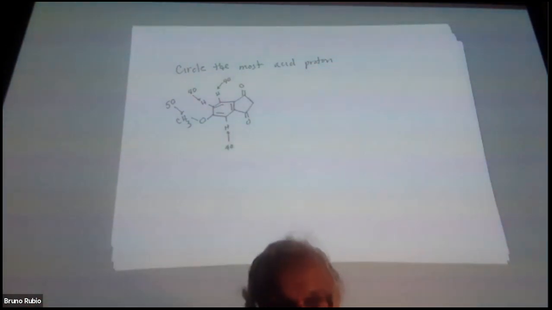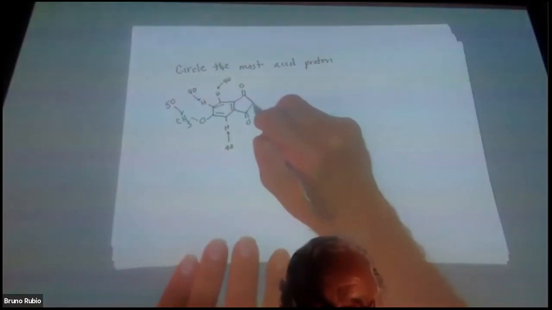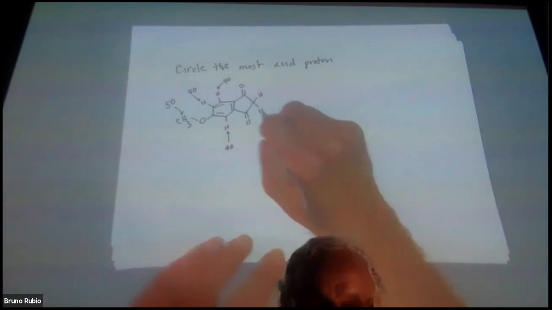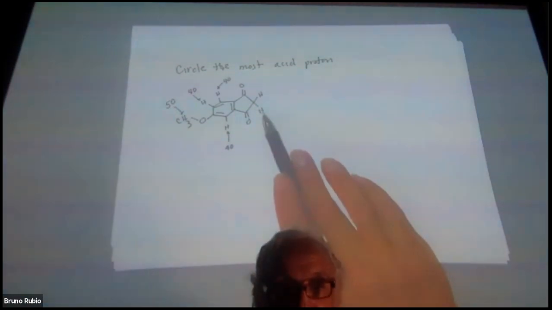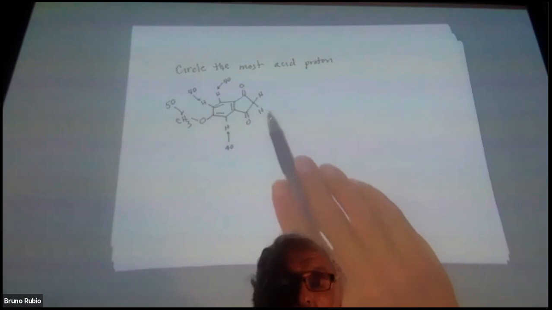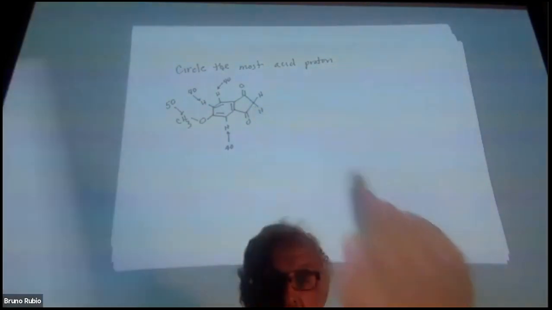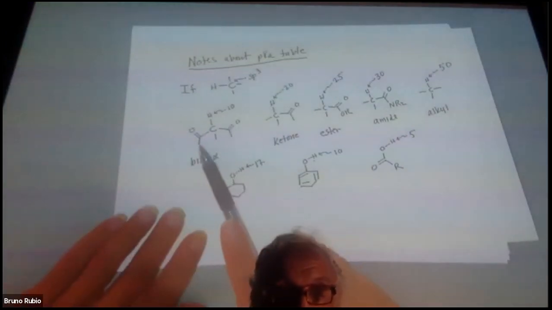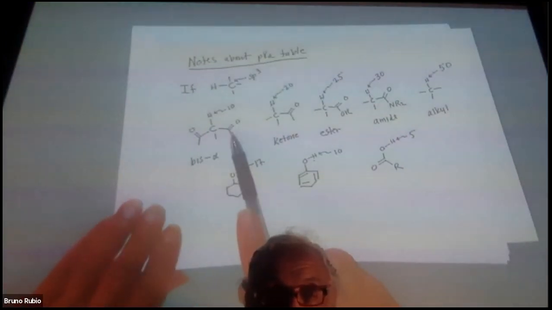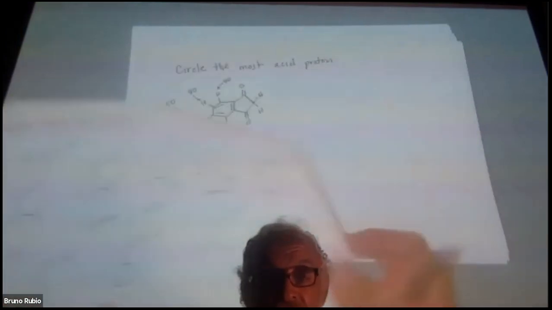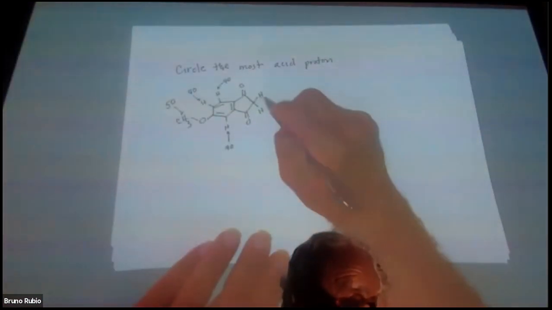All right, now there's a proton here as well. There are two of them, as a matter of fact. And now this guy, we recognize these are protons on an sp3 hybridized carbon, but this carbon is this type where it's sandwiched in between two carbonyls, so the pKa of that is 10.